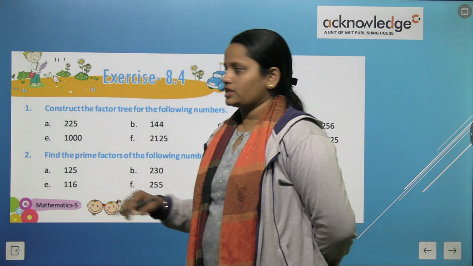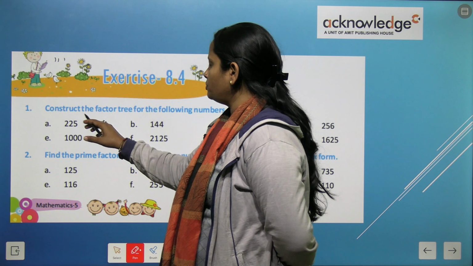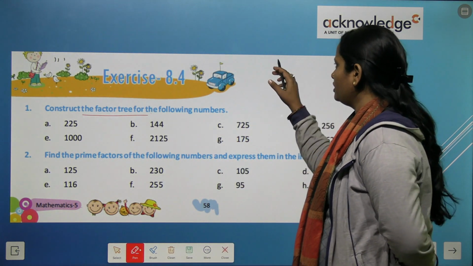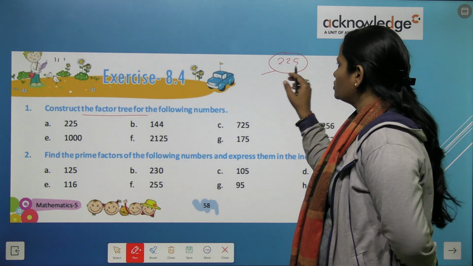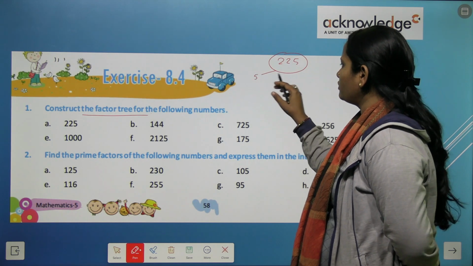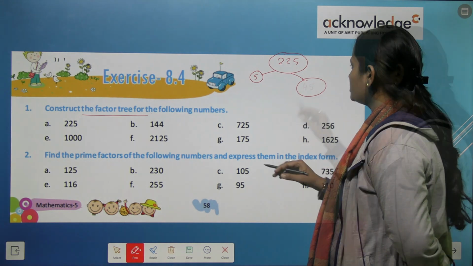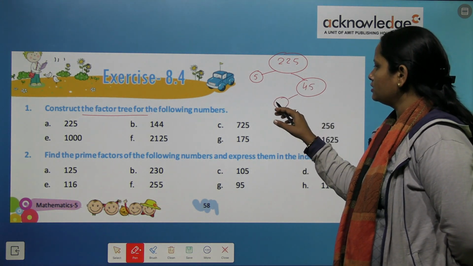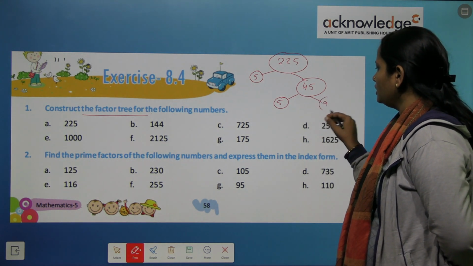Now let's do this exercise 8.4. So here we have to construct the factor tree. Factor tree बनाना है हमें. So 225 का factor tree बनाएंगे. So 5 है. So let's divide it by 5 first. What answer we are going to get? 45. Next 45 को 5 से divide करते हैं. We are going to get 9.